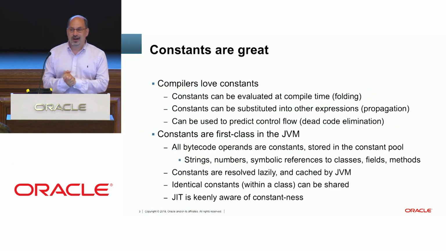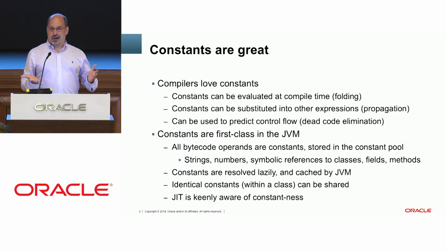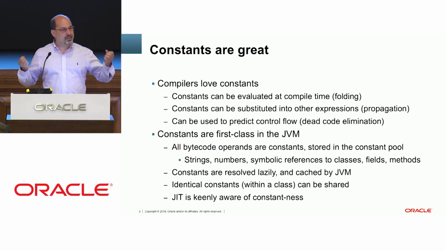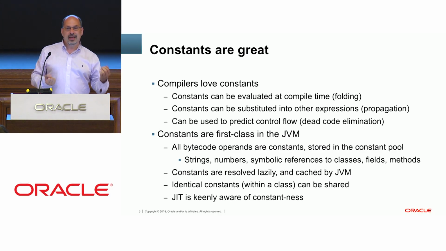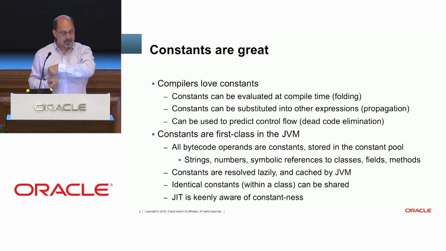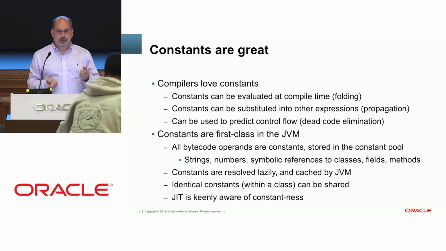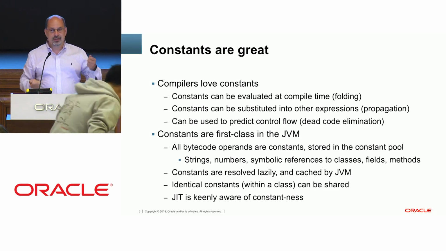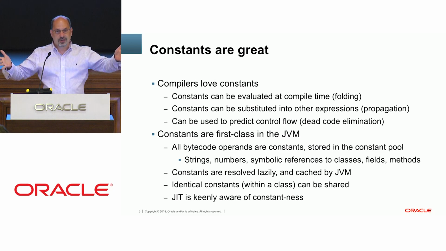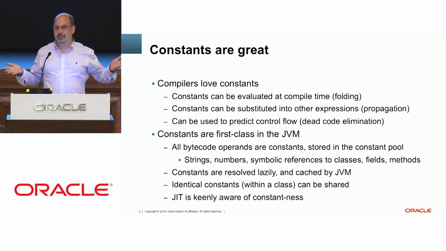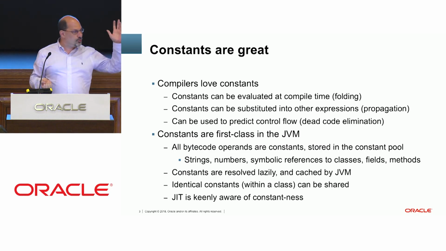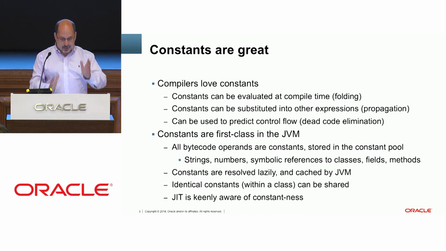Okay, so constants. Compilers love constants. Constant expressions can be evaluated at compile time. We call that constant folding. You can take things known to be constants and plug those into other expressions as an optimization. We call that constant propagation. And we can use constants at compile time to do control flow optimizations. If you see some code that says if condition and the condition is known to compile to the constant false, you can prune away all that dead code, never generate code for it.